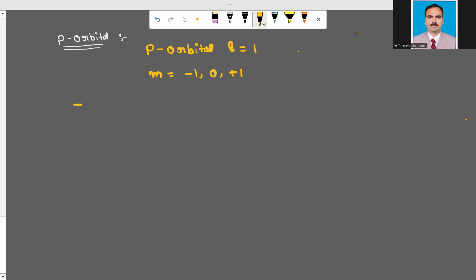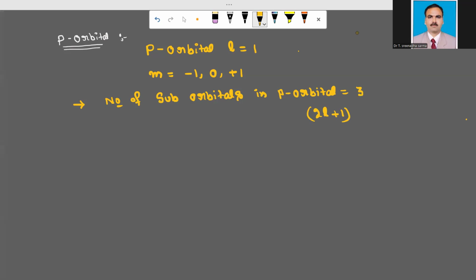The number of suborbitals in p orbital is equal to 3. So the formula is 2L plus 1, L is equal to 1, 2 into 1 plus 1, 3 suborbitals.